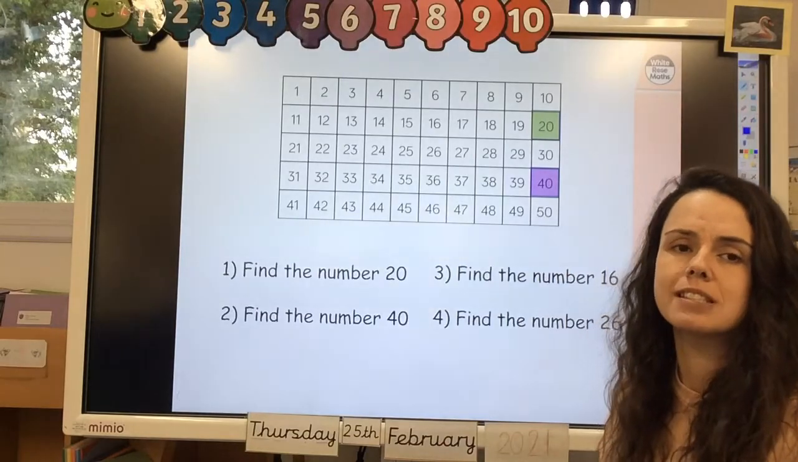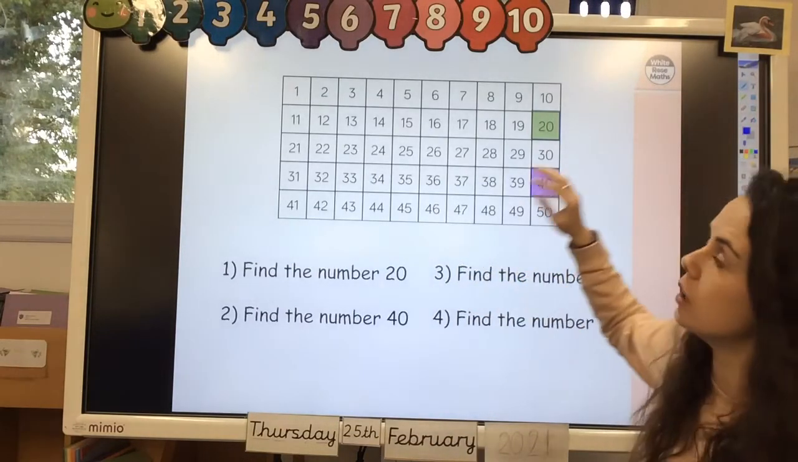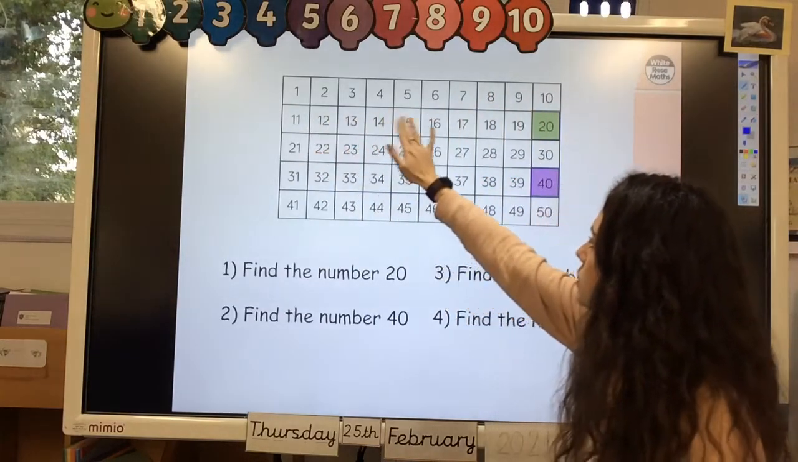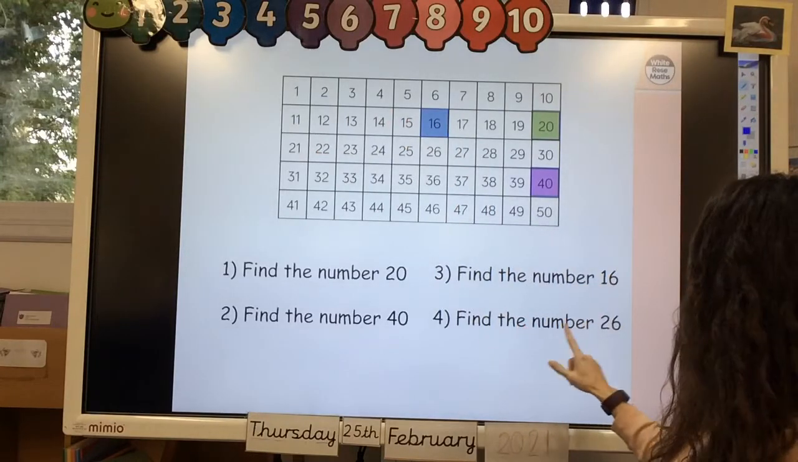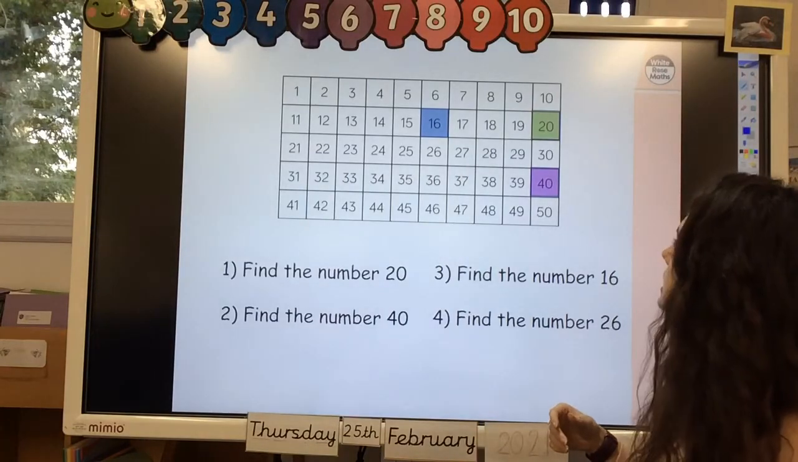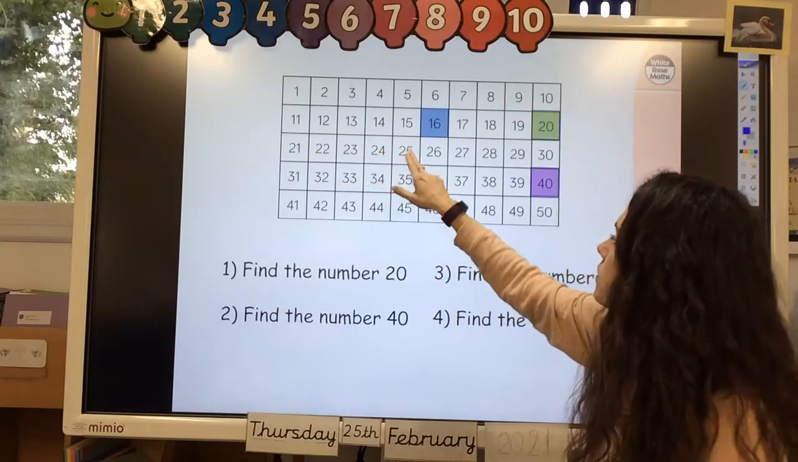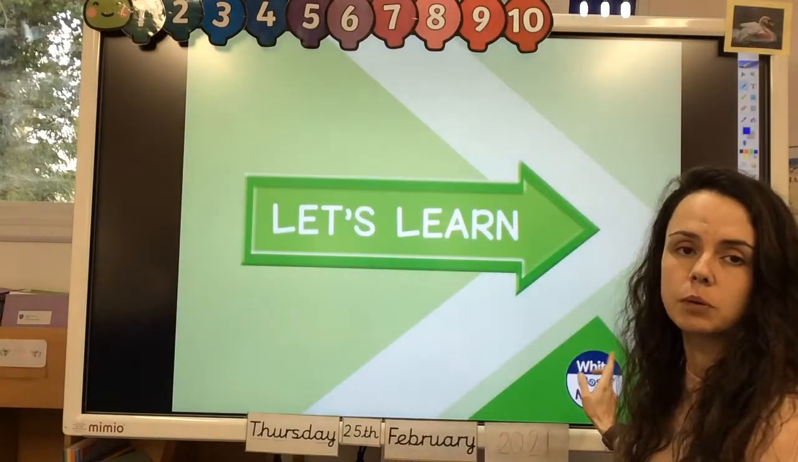Find the number 16. Let's find the number 16. This should be easy to do because we know that it's more than 10 but less than 20. So 11, 12, 13, 14, 15, 16. And our last one is find the number 26. Where's 26? So 20, 21, 22, 23, 24, 25, 26. Fantastic.